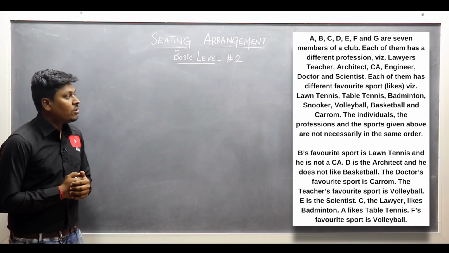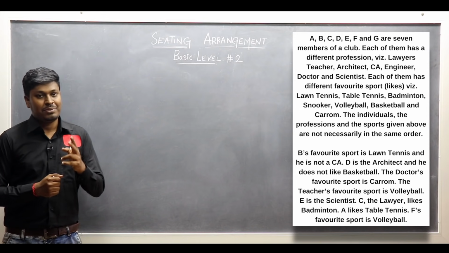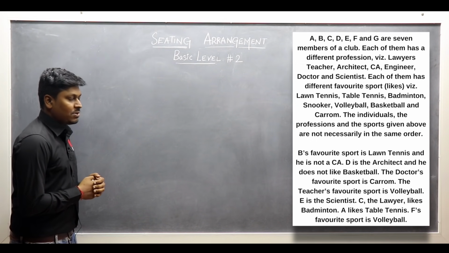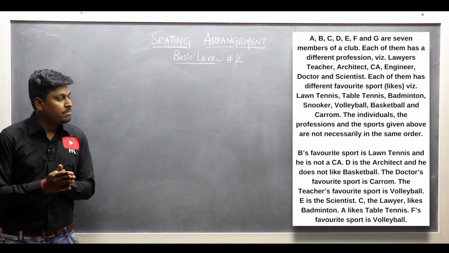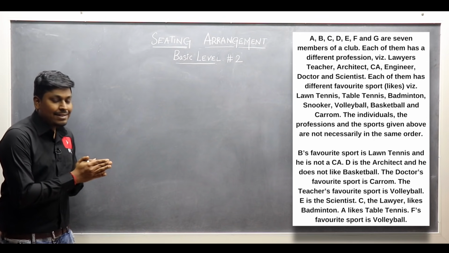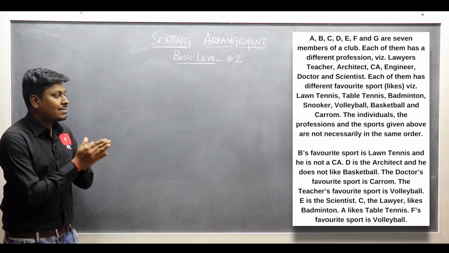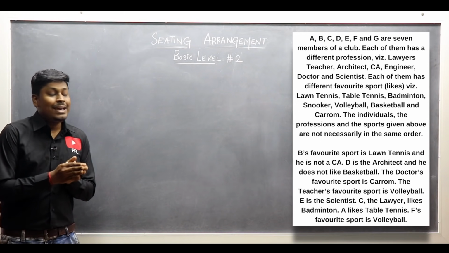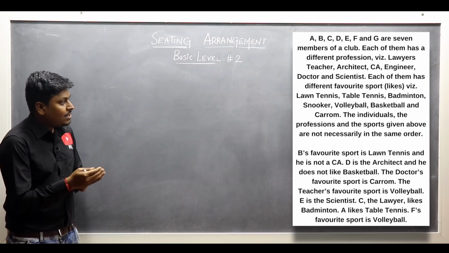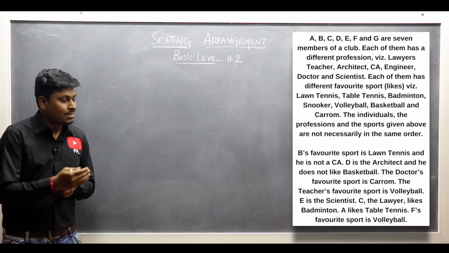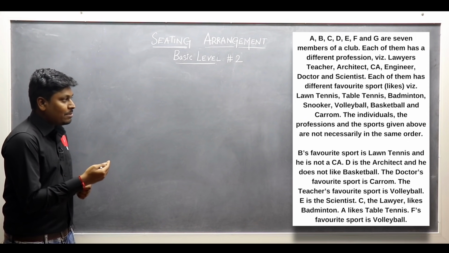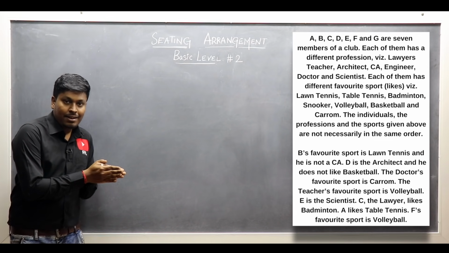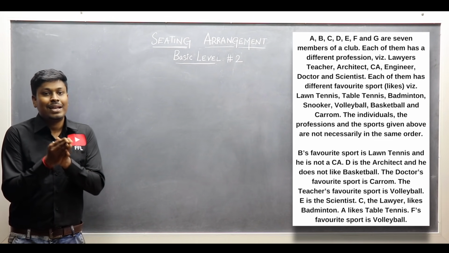So now let me move on to basic arrangement level question number 2. A, B, C, D, E, F, G. Totally there are 7 members of a club, and each person likes a different profession like scientist, engineer, architect, CA, etc. And each of them has a different favorite sport or game such as tennis, basketball, snooker, etc. Our target is to find which person likes which profession and also which game.